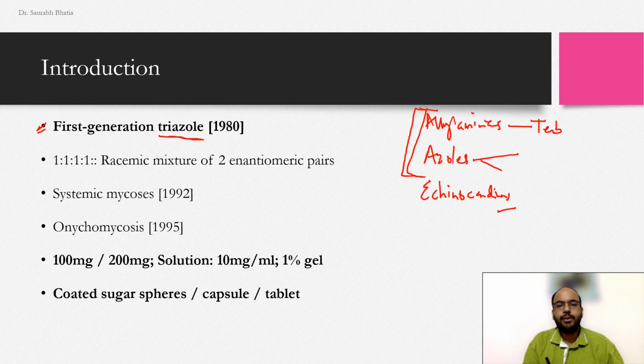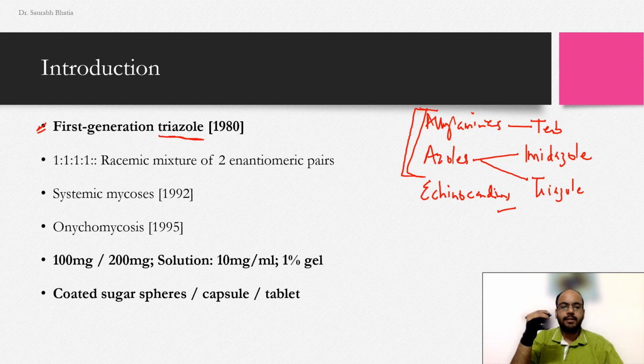Azoles can be divided into two classes. We have imidazole, and we have triazole, and it depends on the number of nitrogen atoms in the ring that is there in the chemical structure. So itraconazole and the other azoles have a ring structure at one end, and depending on the number of nitrogen atoms, you divide them into imidazoles and triazoles.